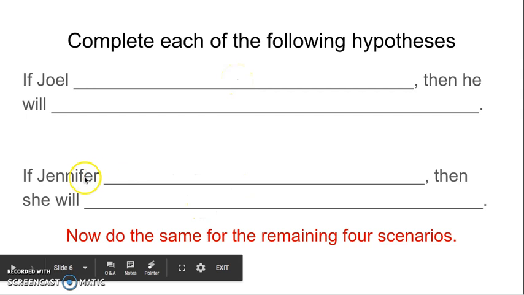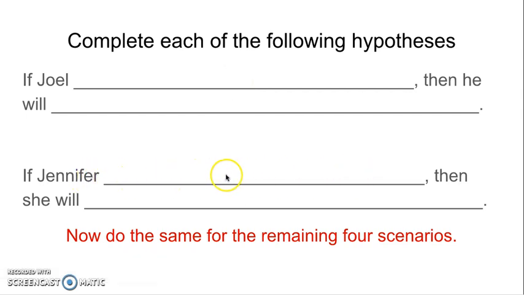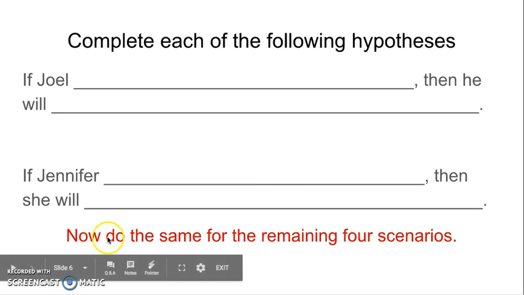And scenario number 2, what do you think Jennifer should do to fix the tangles in her hair? And then what will be the outcome that she's hoping for? What does she hope will happen in this scenario? Once you've completed these 2, you can move on to the remaining 4 scenarios and record those answers on your worksheet.